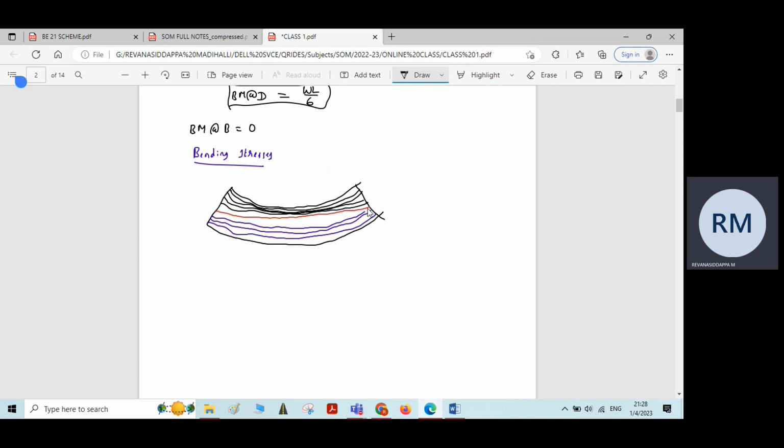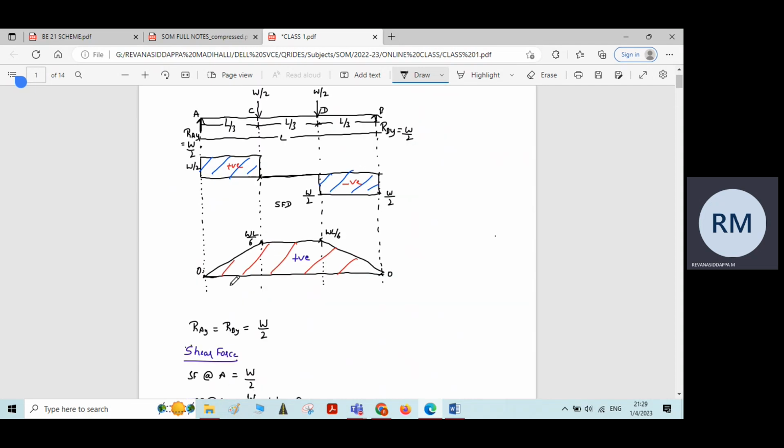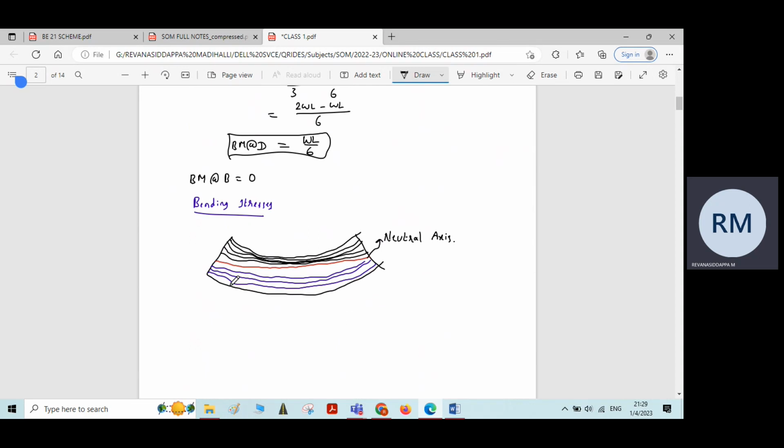The fiber, or the axis, at which both the compressive stress and the tensile stress in the beam are 0 is called the neutral axis. Okay, this is about the bending stresses. Now, in this video, we have learned about the theory of simple bending or pure bending, and we understood the meaning of bending stresses and the nature of stresses developed in the beam, and we have also understood the neutral axis. Thank you.